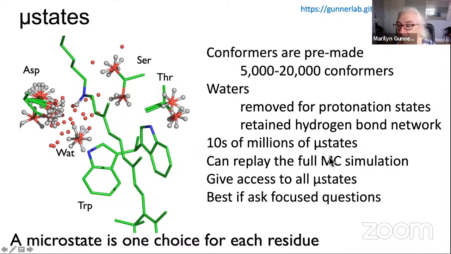And we make tens of millions of microstates. So each microstate is like each step in a molecular dynamics simulation. And we can now replay the full Monte Carlo simulation. So we have a very compact, text-readable file that has the information of each one of these tens of millions of steps. And we can then generate access to all microstates. You can't write out all the microstates at one time, but you have access to them. And if you ask focused questions, you can interrogate the data set.